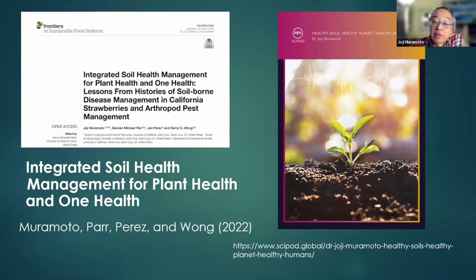Many soil health management practices, such as crop rotation, cover cropping, conservation tillage, and organic amendment applications, can reduce the incidence of soil-borne diseases, but the effects vary depending on biotic and abiotic factors. Further, many plant pathogens are plant-specific. So, a crop-specific or agroecosystem-specific soil health management strategy must be developed. Cheryl can post the link to this paper, Integrated Soil Health Management for Plant Health and One Health, published in 2022. A podcast summarizing our paper is also available. The link is on that screen as well.